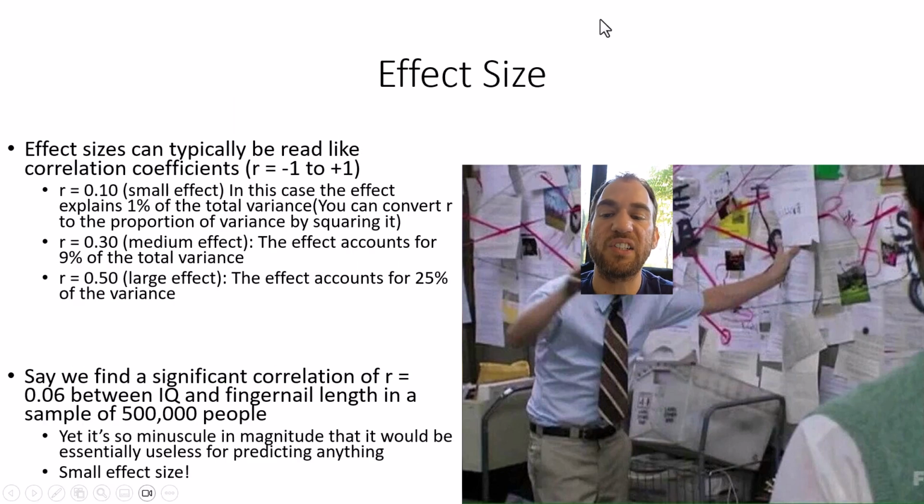Effect sizes can typically be read like a correlation coefficient. That is, they range from -1 to +1, or really the absolute value, so ranging from 0 to 1. An r equal to 0.1 or less is characterized as a small effect size, while r from 0.11 to 0.3 is generally referred to as a medium effect size, and an r of 0.5 or above is referred to as a large effect size. Again, these are also conventions.